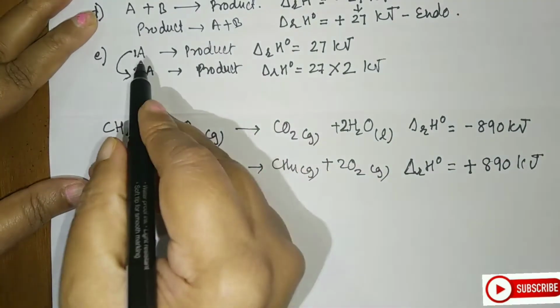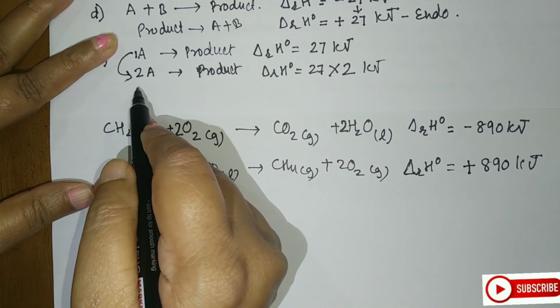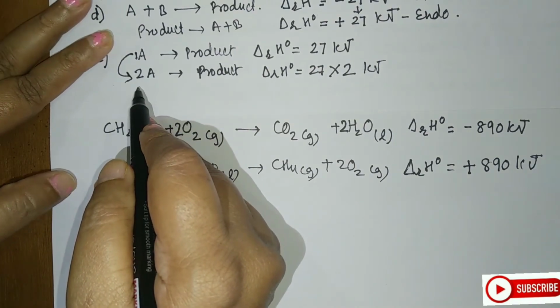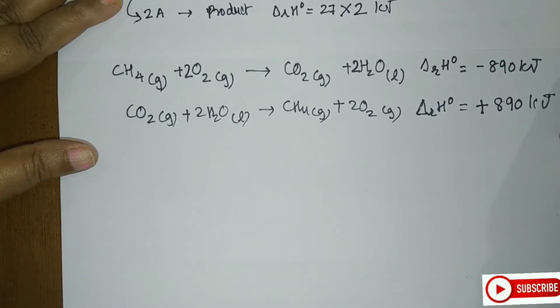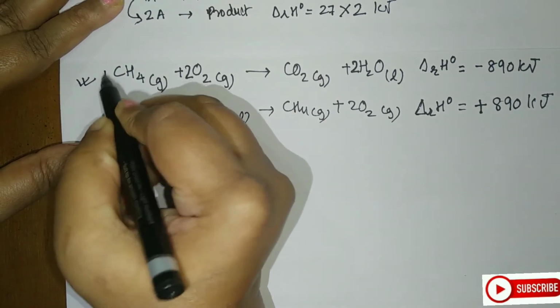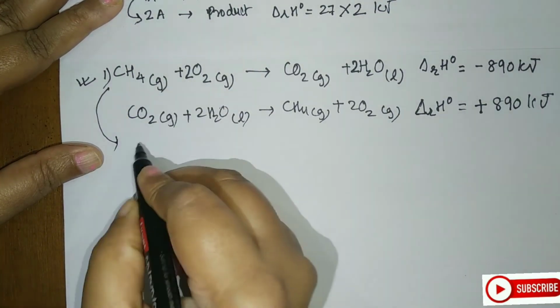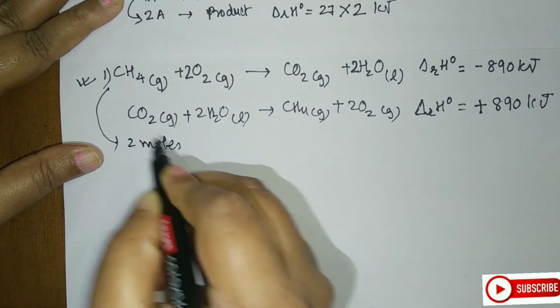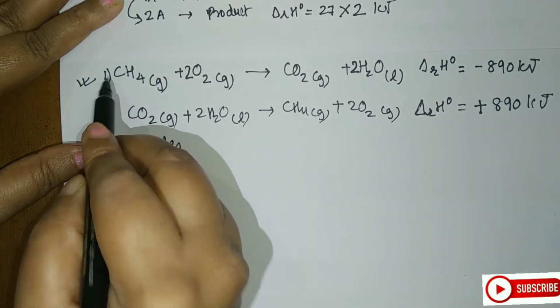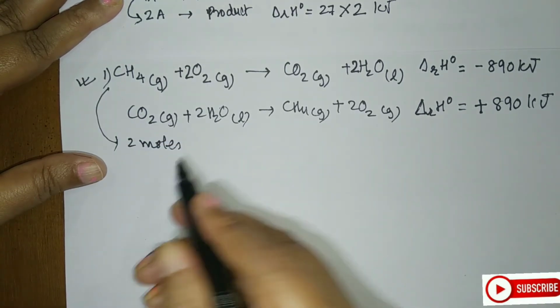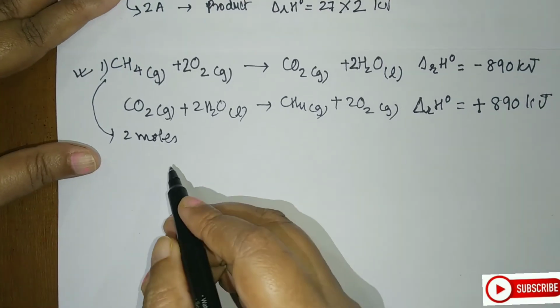The last rule here is: if you multiply this equation by any suitable coefficients, let us take this methane. I am considering this equation now. If I take 2 moles of methane, in the first equation here we have considered 1 mole. Now I am taking 2 moles. Now let us see what will happen with 2 moles of methane.